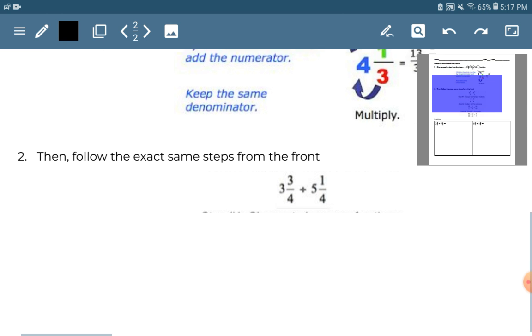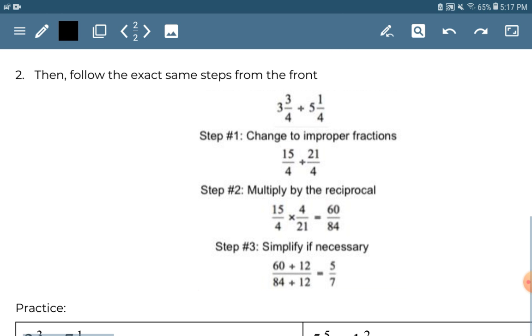After we change our mixed numbers or whole numbers into improper fractions, we are following the exact same steps as we did on the front. Okay, so after we make them improper, then we are going to multiply by the reciprocal. Again, a way to remember that is our keep, change, and flip. So we will keep our first fraction the same, change division to multiplication, flip our second fraction, and then multiply straight across. What you can do right in between step 2 and 3 that's listed is you can cross cancel, or you can multiply all the way through and simplify at the end.